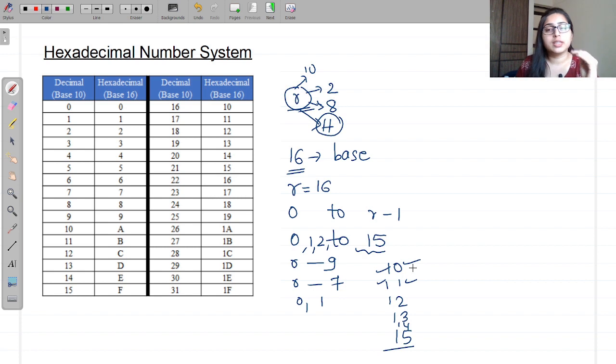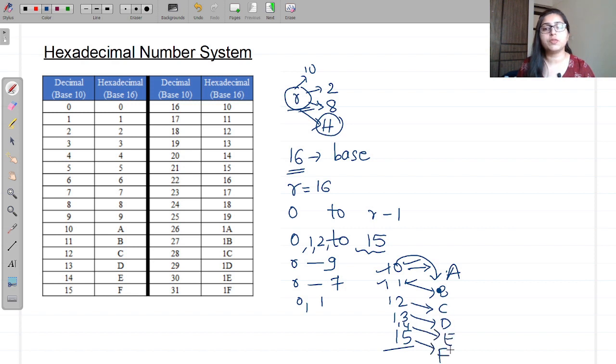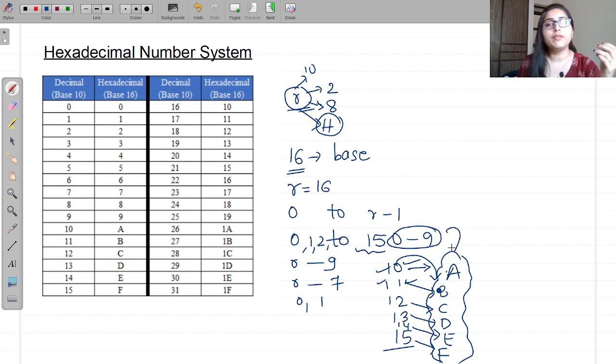So now, to represent it with a single symbol, we will be representing it with the English alphabets. We will start with A. So this A, next we will give B, C, D, E, and this one we will give F. So 0 to 9 is a single numeral, and from 10 to 15 also we are now representing it with a single value, not two digits. So that's why we went to the alphabets in the hexadecimal system.